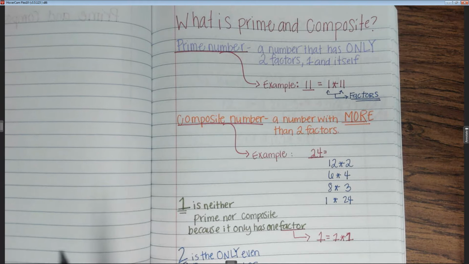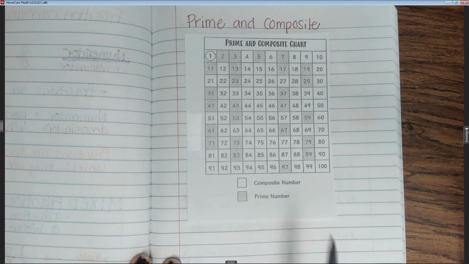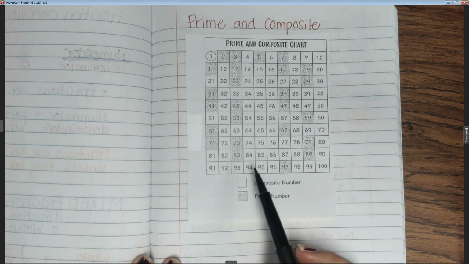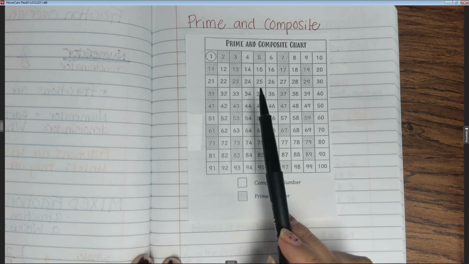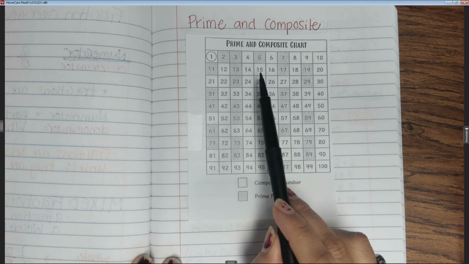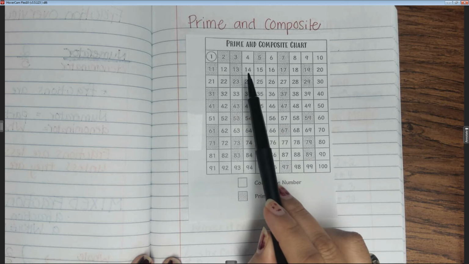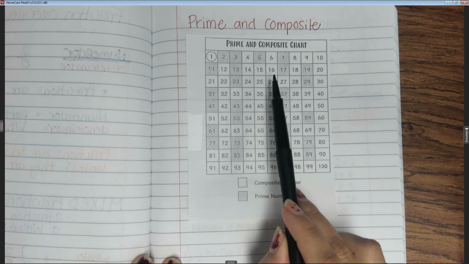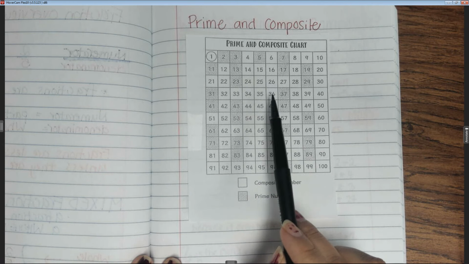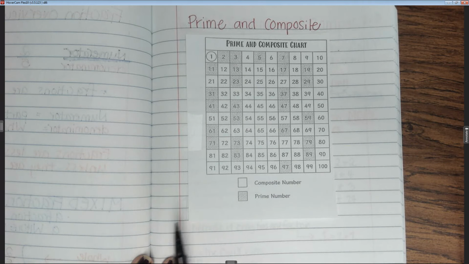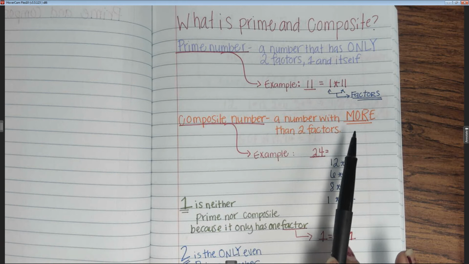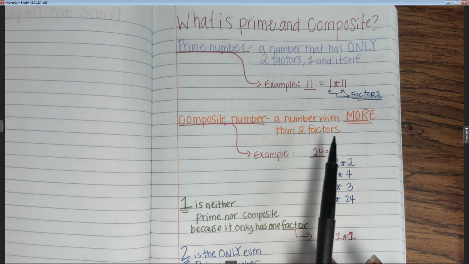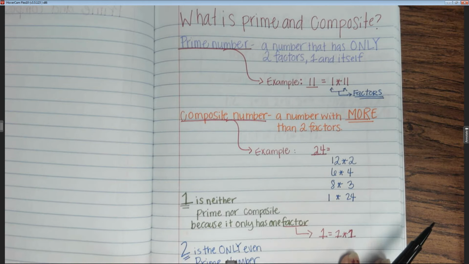So if I look at my prime and composite chart here, the numbers that are not shaded, these are numbers that have more than two factors. Now notice, here's 15. 15 is odd, 14 is an even number. So again, it has nothing to do with it being even or odd. It has to do with the number of factors that they have, okay? Now, a composite number must have two or more factors.